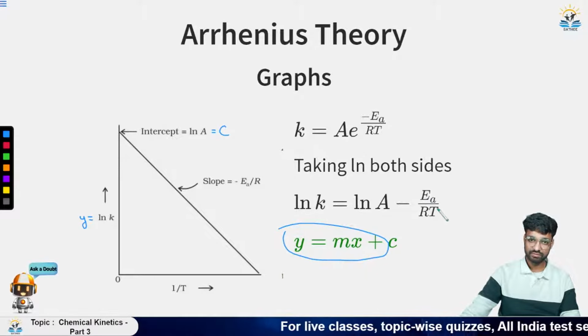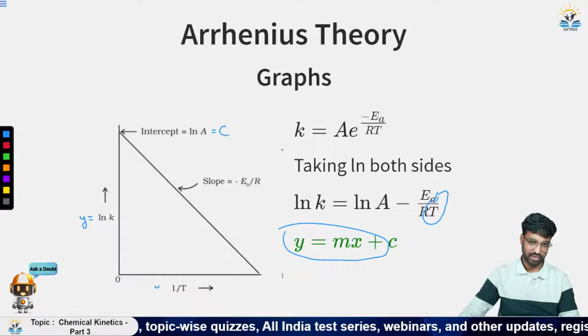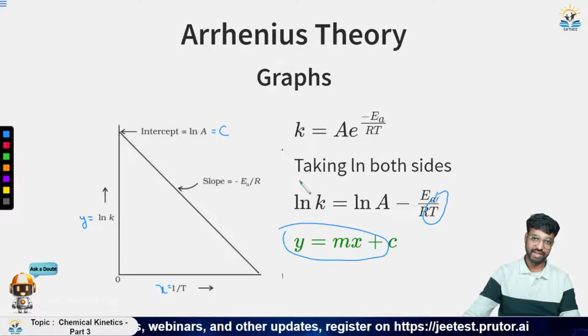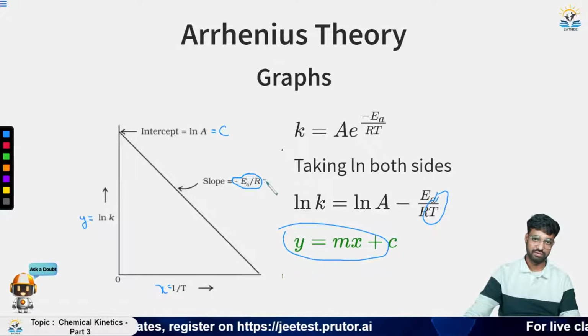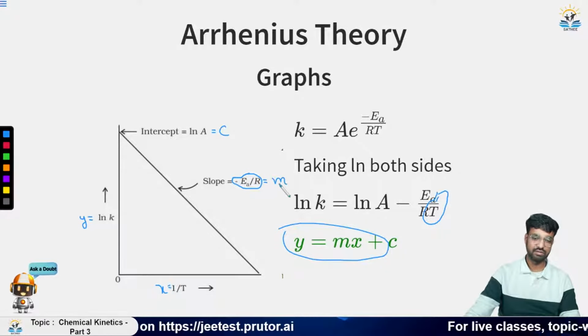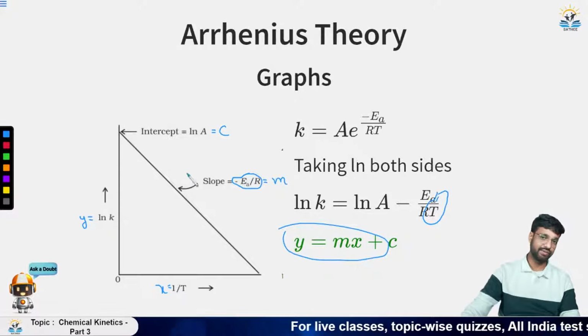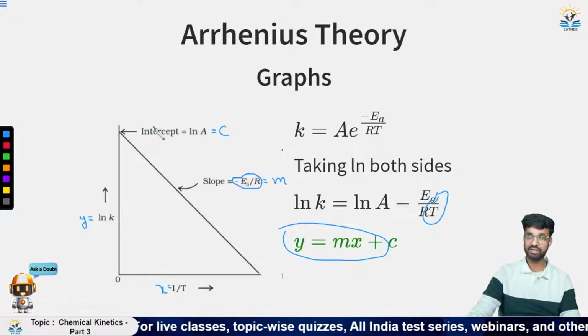Then we have that 1 by T, which we are varying. So this is the variable here, 1 by T, which is x here, and then we are left with the slope of the reaction, that is the constant, minus Ea by R. So this is the slope of the reaction. Now you can see very clearly that the slope has a negative value. Why? Because activation energy is always positive. Okay, so remember this.